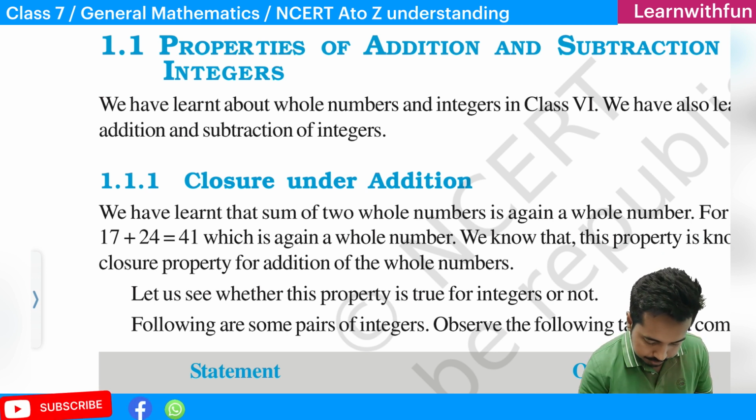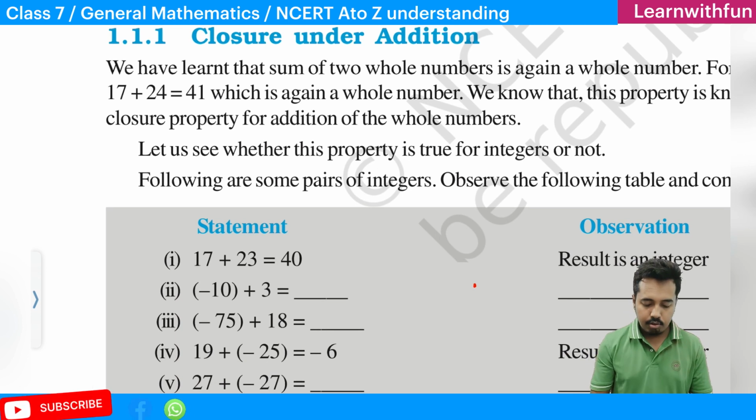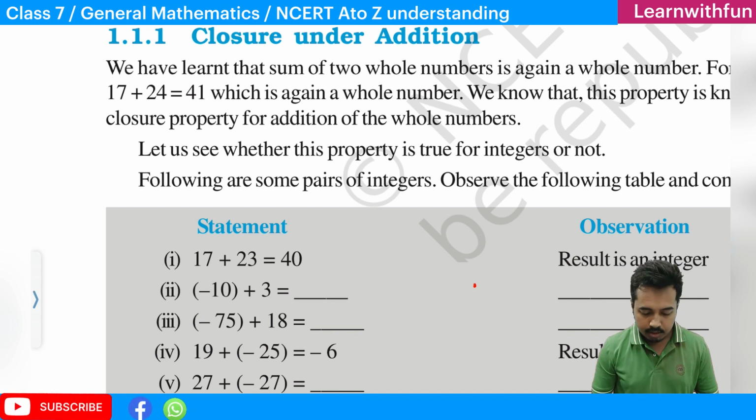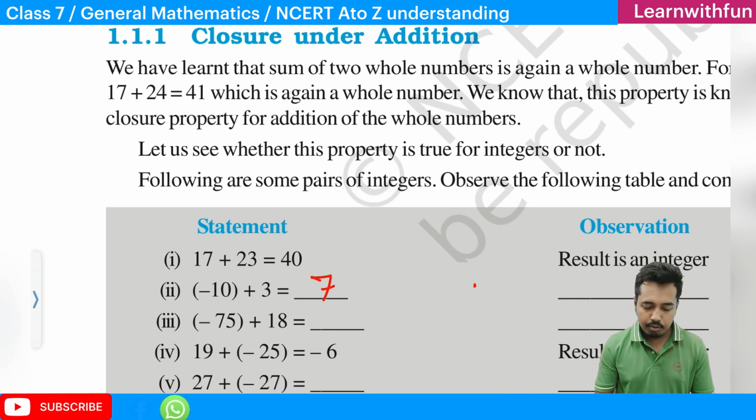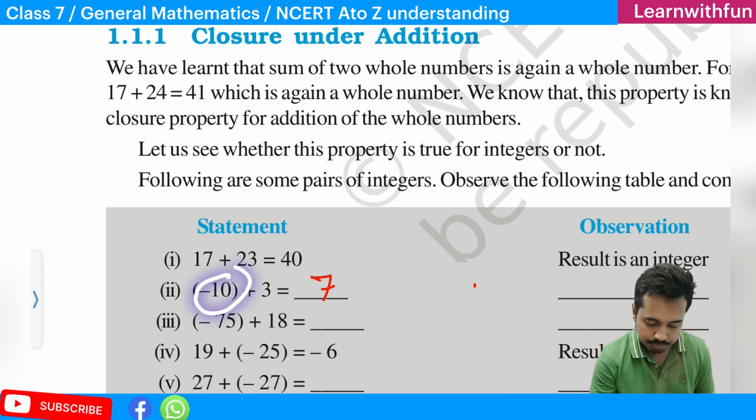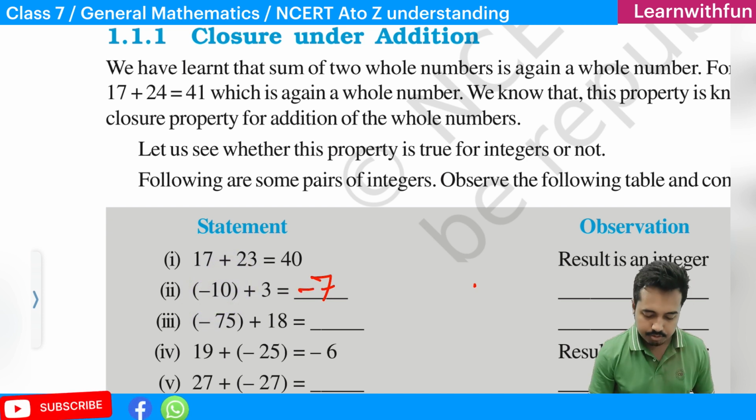Like if you say 17 and 23, you will get 40. In case of minus 10 and 3, you can see that the signs before the numbers are different, so you will have to subtract 3 from 10 and then you will get 7. But before 10 there is a negative sign, so you'll have to put negative sign here.